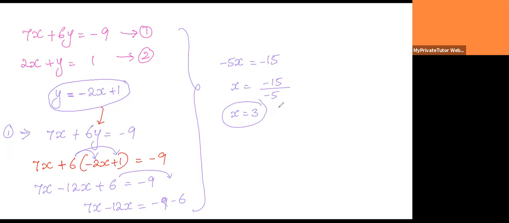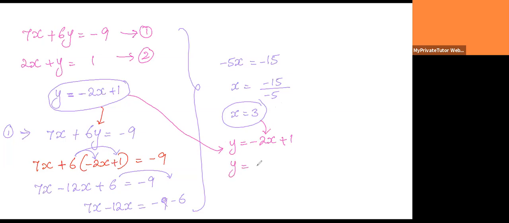Okay, no. We are not finding the intercept. I mean, the y-intercept or x-intercept, Sultan. We just found the x value. We need to find the y value using this equation. This equation is minus 2x plus 1. So substitute the x value here.